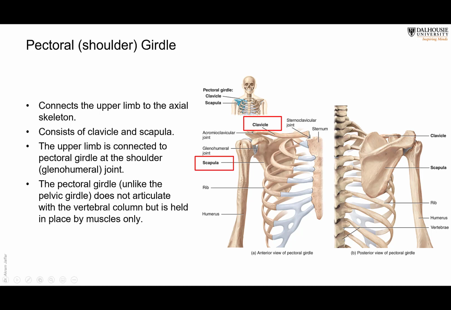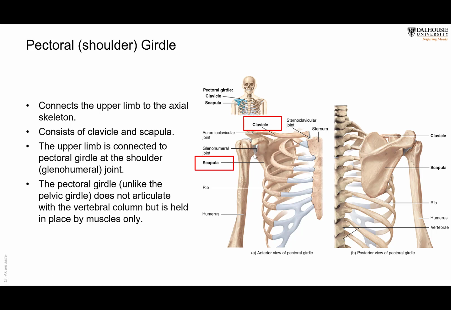And as you can see here, the upper limb is connected to the scapula of the pectoral girdle through a joint, which is between the humerus and the scapula, the glenoid cavity of the scapula. It's called the glenohumeral joint or the shoulder joint. We're going to talk about this joint in much more detail.